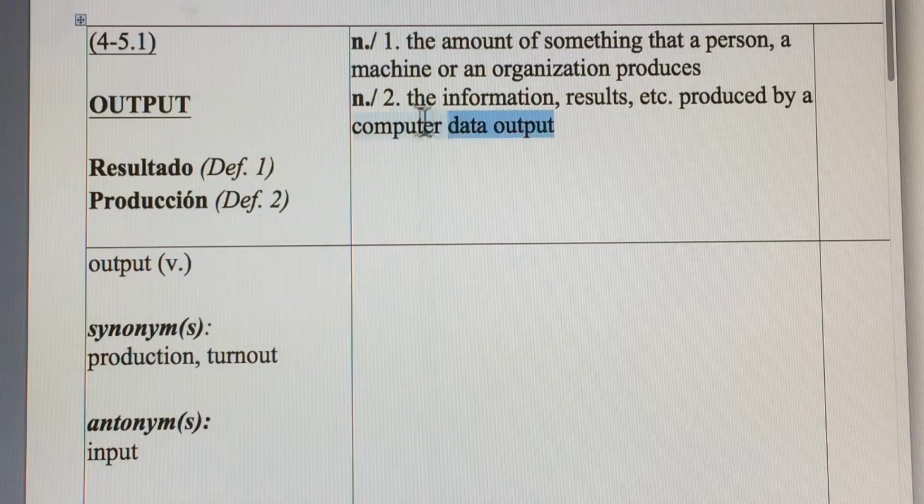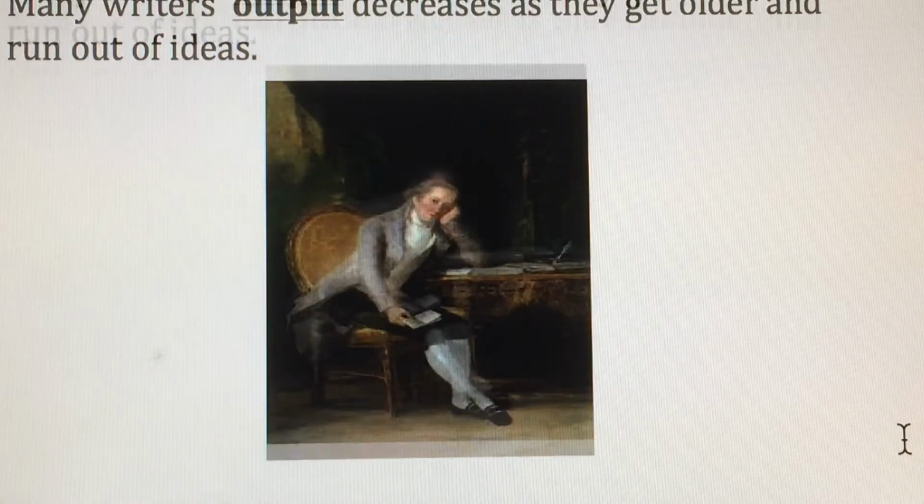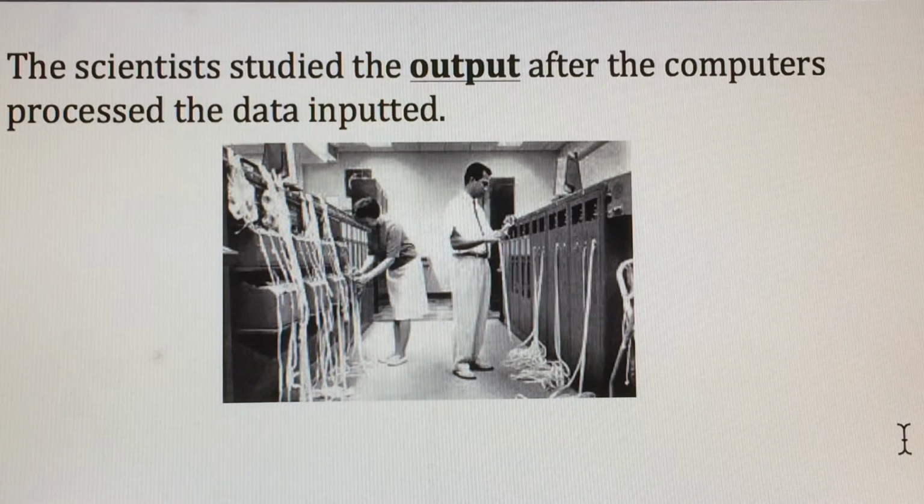The second definition is the information, results, etc., produced by a computer, data output. So this is more in the technical field, okay, and is results, information. So the other sentence example we have here is, scientists studied the output after the computers processed the data inputted. So you can see, and this is a nice old school picture of some of the older computers and the streams of data that would come out. A nice visual of the output of computers.